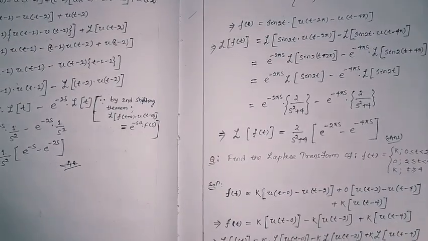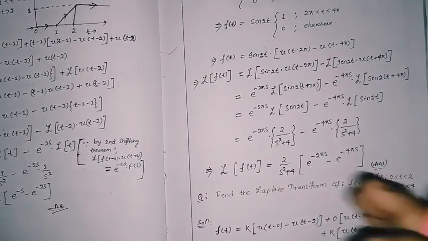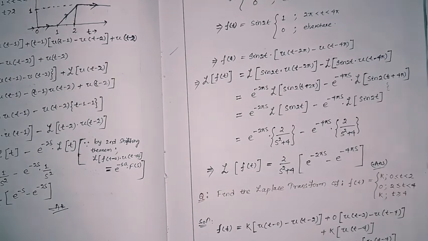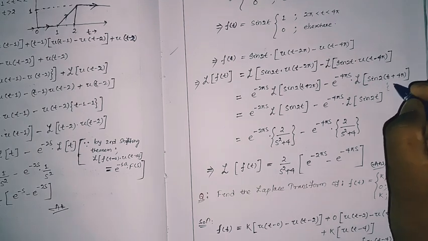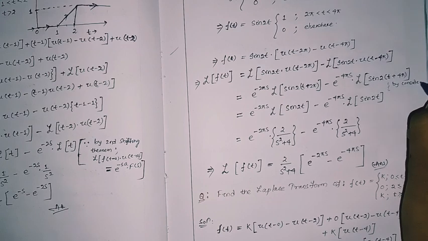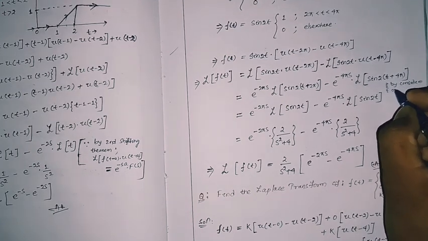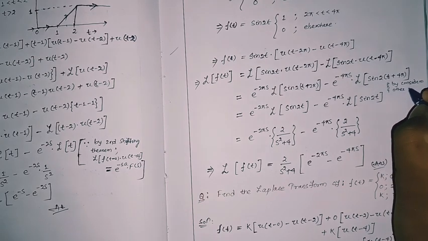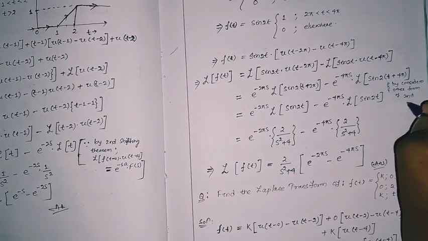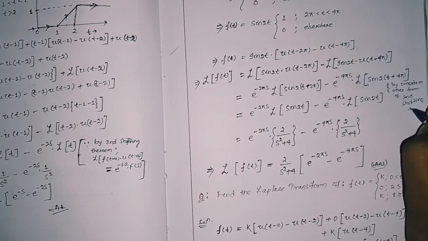So here we have to write that, applying the other form of the second shifting theorem. Here I have just written over here: consider the other form of the second shifting theorem.